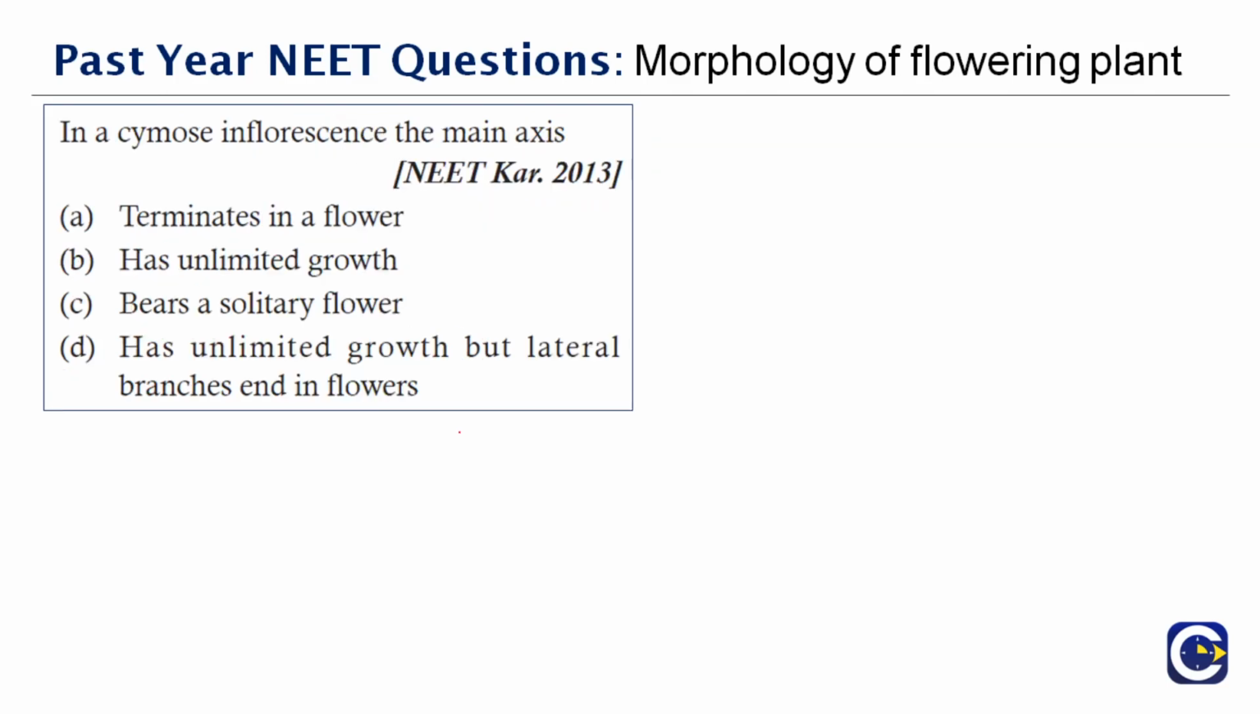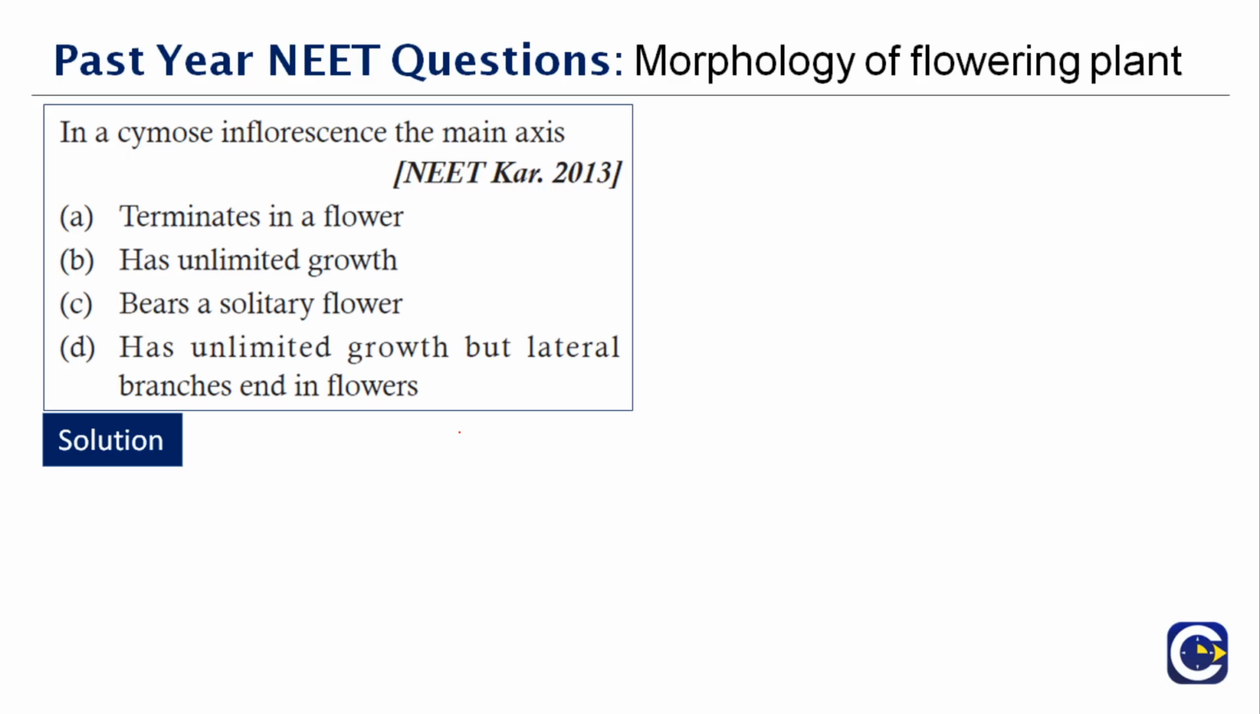Okay, in the next question, in a cymose inflorescence, the main axis is dash, and this question was asked in the year 2013. Okay, inflorescence in family Fabaceae is found. So I've given you the clue. Where do you find this inflorescence? It is found in the Fabaceae family.